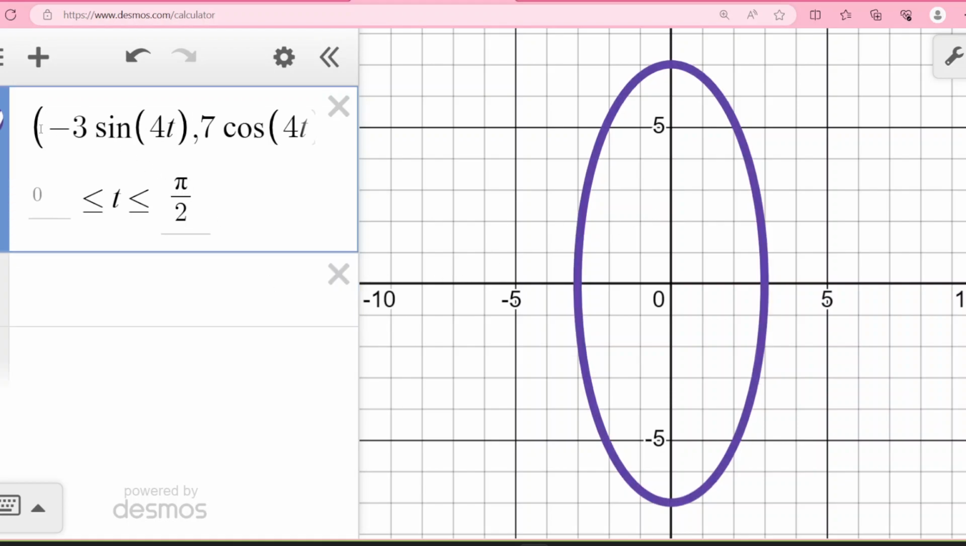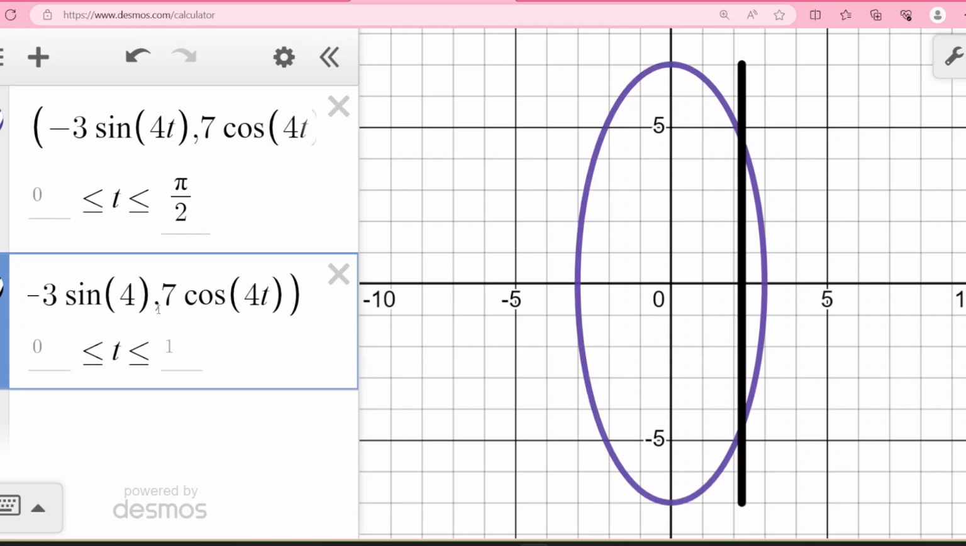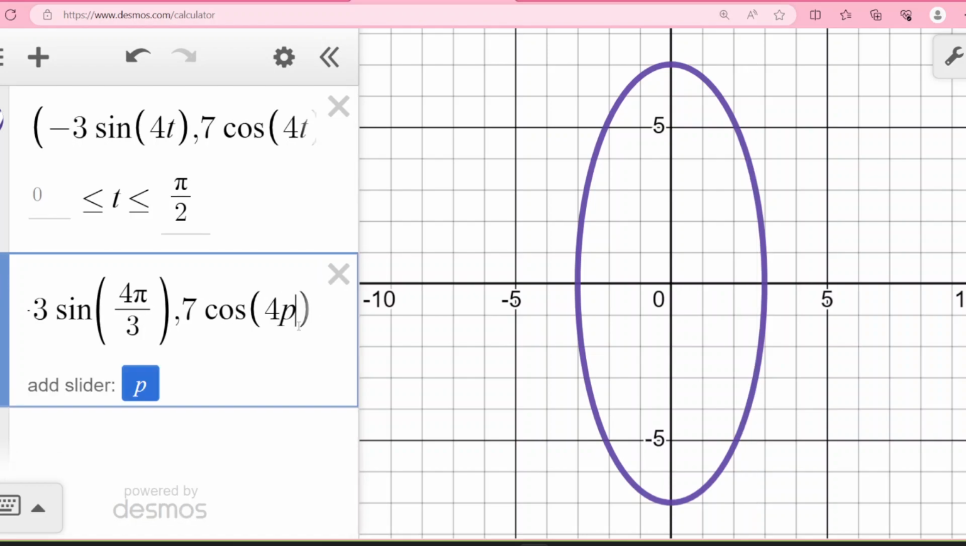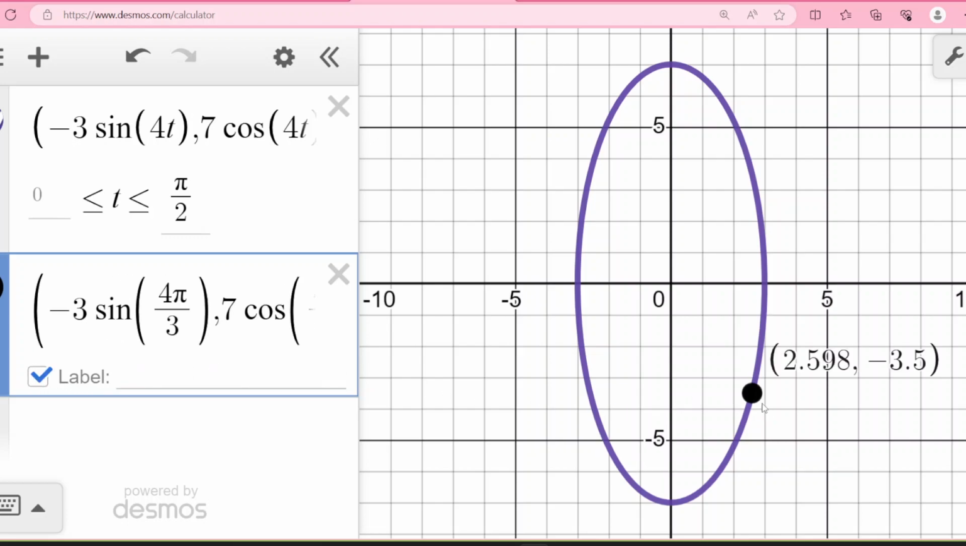Now, again, I'm just going to copy that and just replace t with pi over 3. And they wanted pi over 3. So replacing the t's with pi over 3 gives me this point. So you see this point here with x coordinate about 2.5 and y coordinate negative 3.5.